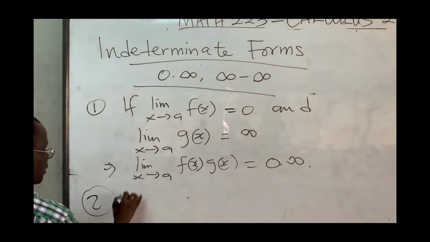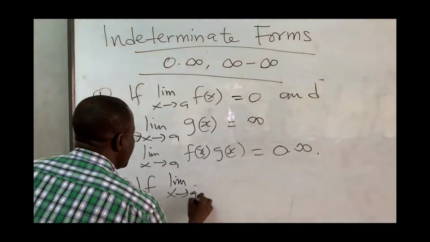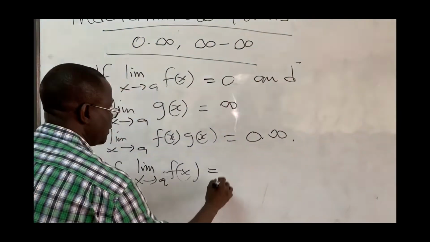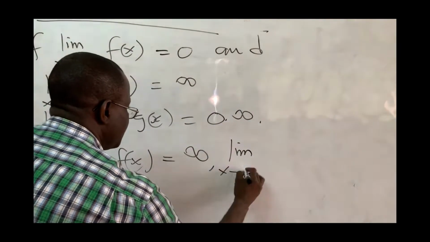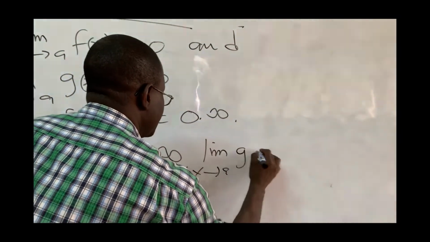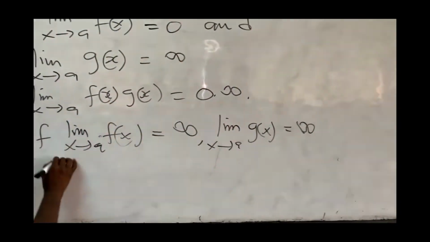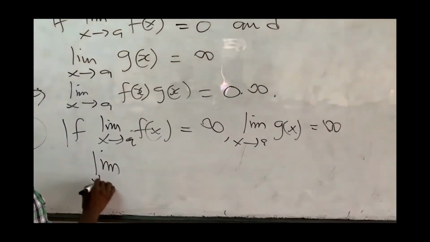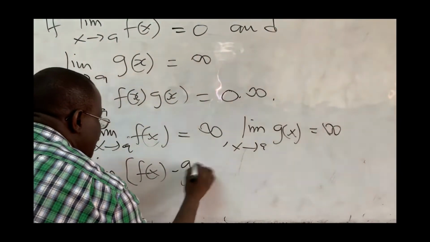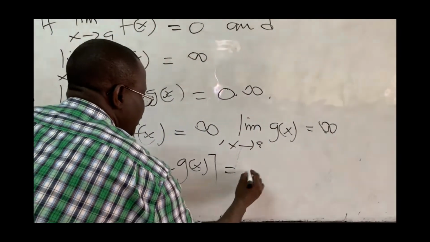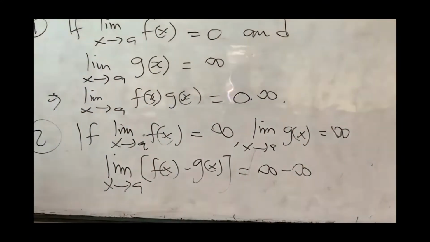Or 2, if the limit as x goes to a of f of x is going to infinity, and g of x is also going to infinity, then when we take the limit as x goes to a of, let's say, f of x minus g of x, we're going to have something like infinity minus infinity, and that is also indeterminate.